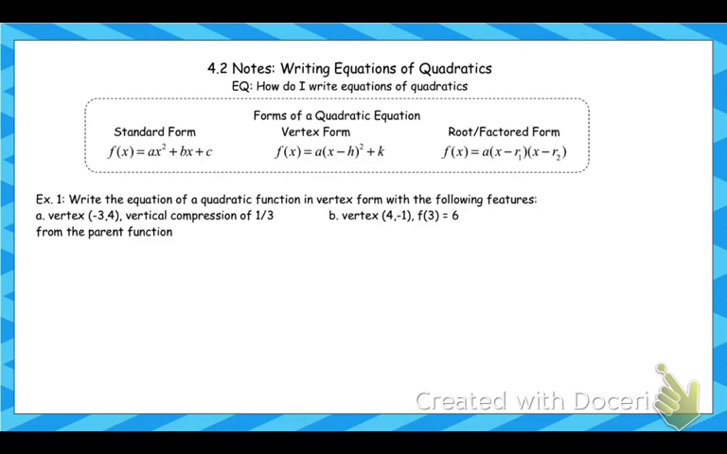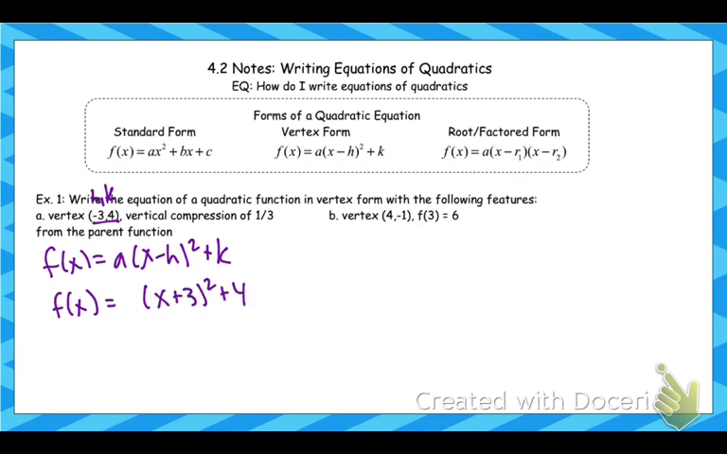On this first one, it says to write your equations in vertex form. So we're going to start with vertex form like we used last class. We're going to start with that equation, f of x equals a(x minus h) squared plus k, and fill in the information that we know. If the vertex is (-3, 4), that's h comma k. So this is going to be x minus negative 3 squared plus k. A is that vertical stretch or compression or reflection. So it's going to be that 1/3 out in front.